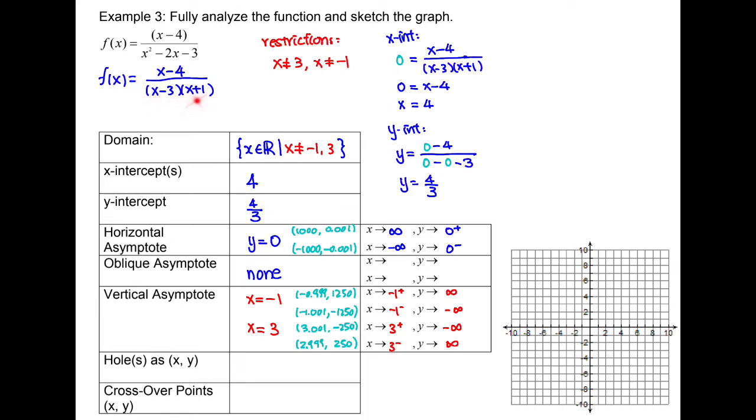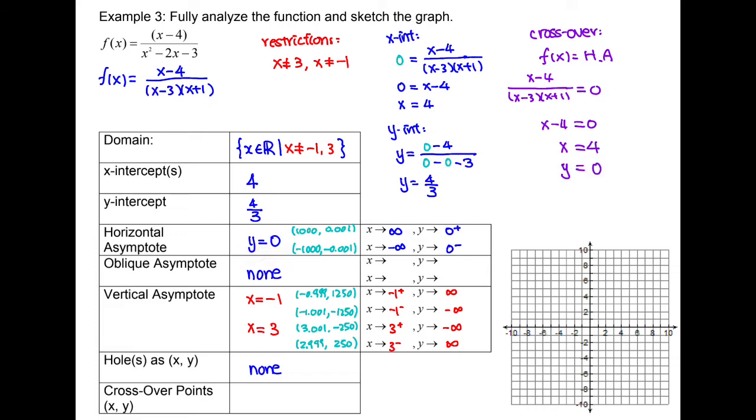Since none of the factors from the denominator can be divided into the numerator, we do not have any holes. Fifth, let's find the crossover point. We let the function equal the horizontal asymptote to find the point of intersection. We get x equals 4. After that, we can either substitute 4 into the function to find the y value, or we can simply see y is 0 because that's where the horizontal asymptote is. Therefore, the crossover point will be at (4, 0).